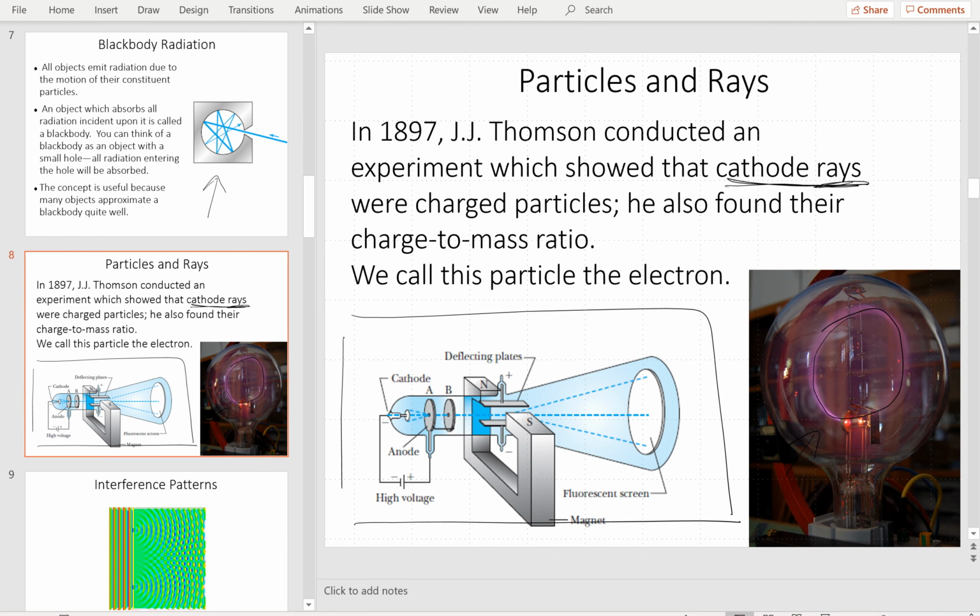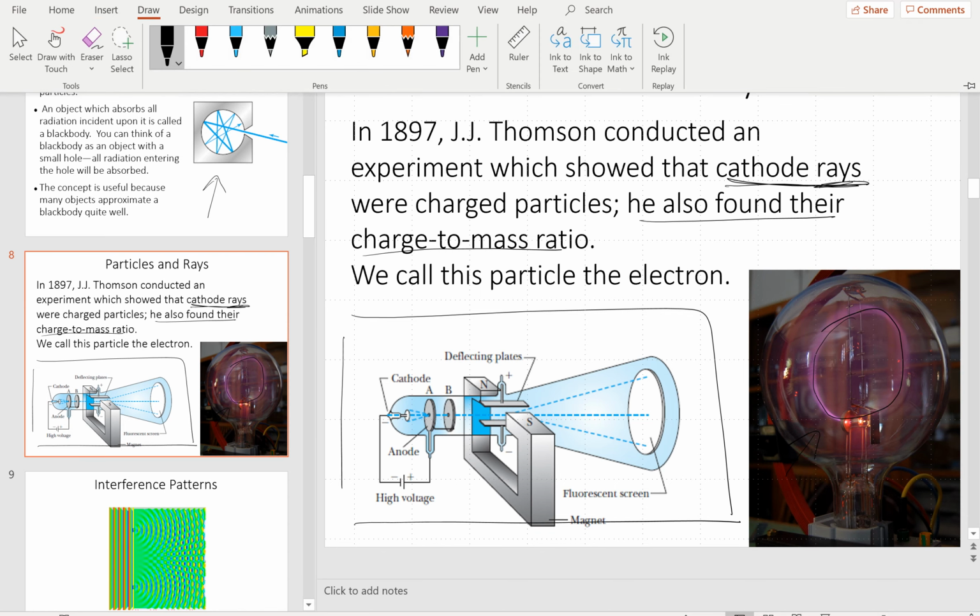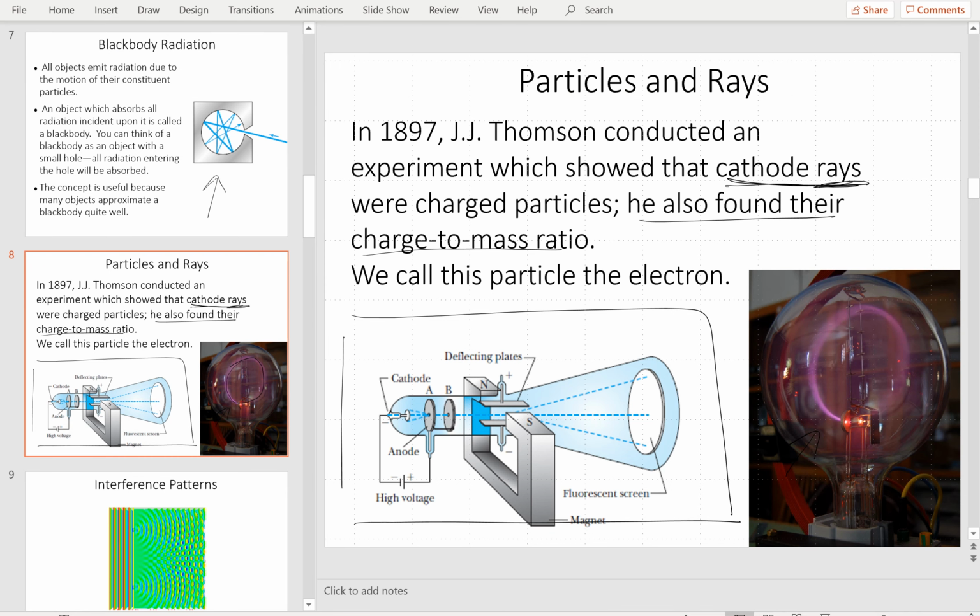And there was a debate in the 19th century, in the 1800s, about whether these rays were particles or waves. And J.J. Thomson found that they behaved as if they had a charge to mass ratio. And so therefore he discovered the electron, because particles have charge to mass ratios. So he determined that they consist of individual particles that today we call electrons.